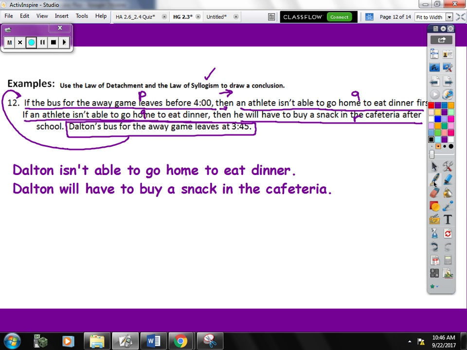And this only works for the law of detachment and the law of syllogism because this scenario about Dalton does match up with the original hypothesis. And since we were given that hypothesis piece, we can then follow the links all the way through.